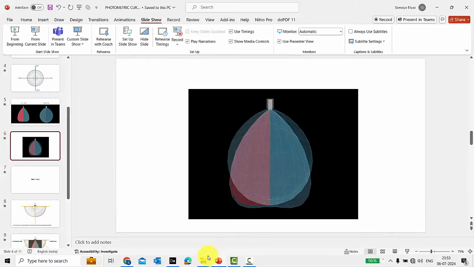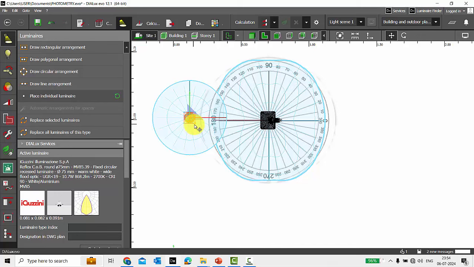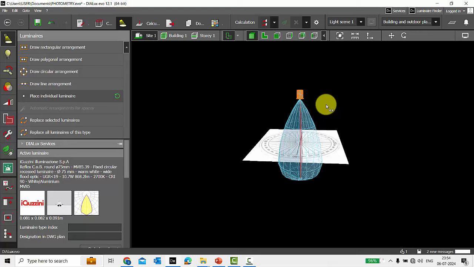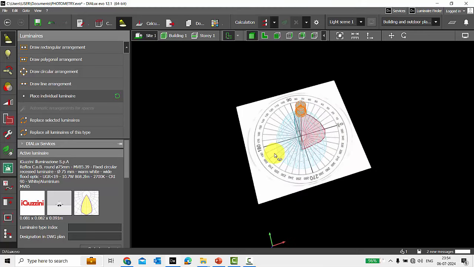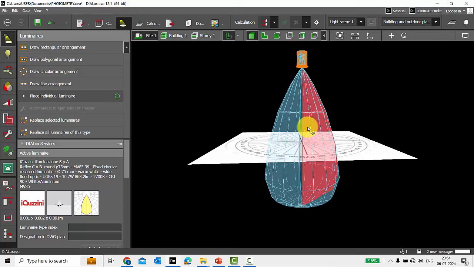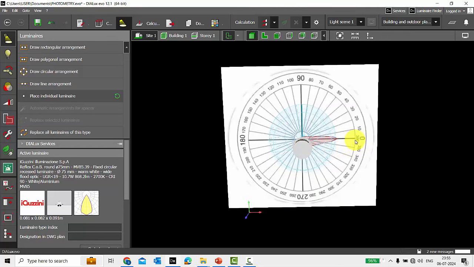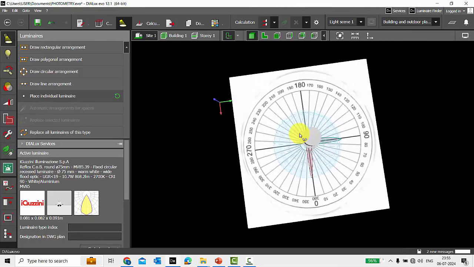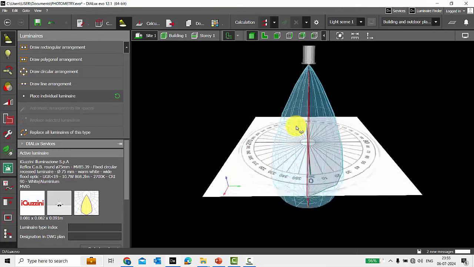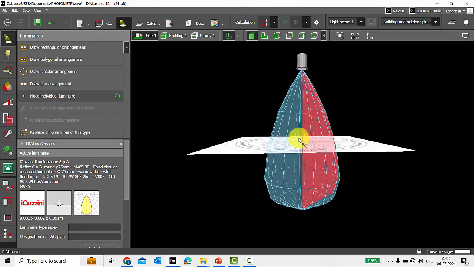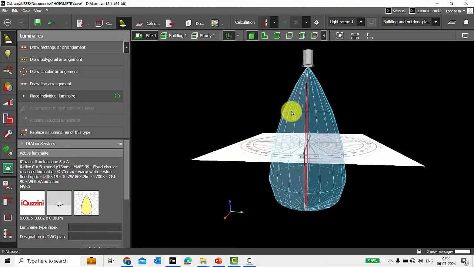Let us see that example as well. I'll go to the Dialux. I'll place one downlight here. Okay, I have placed the luminaire. Let's go to the 3D. See, when I am viewing from C0 to C180, this is the graph I have, the light distribution, and when I am viewing from C90 to 270, that is from this side, this is the distribution. Both sides it's same. See, it is same both sides. So this type of beam angle is symmetric.